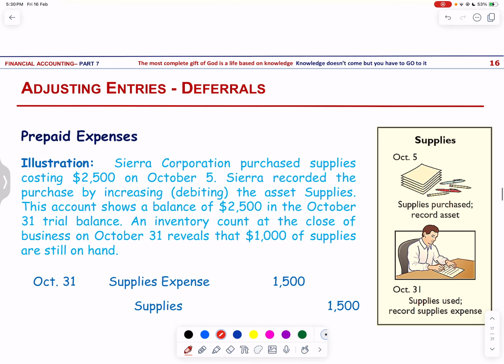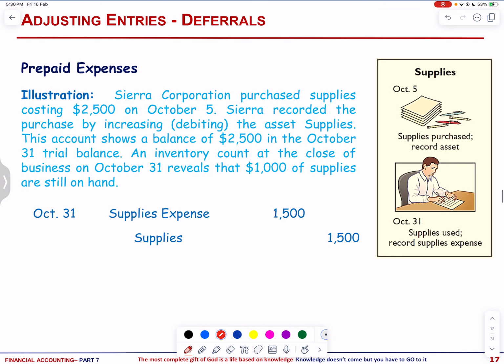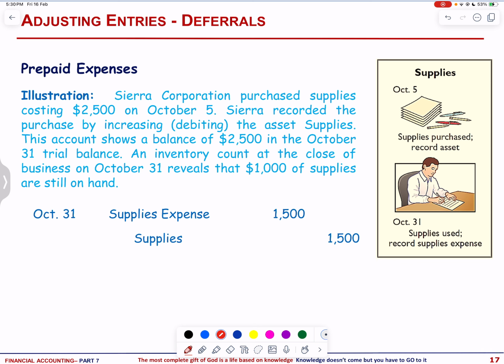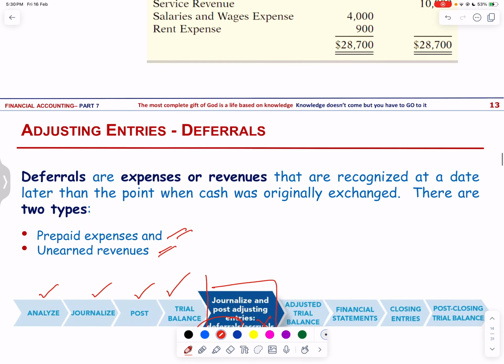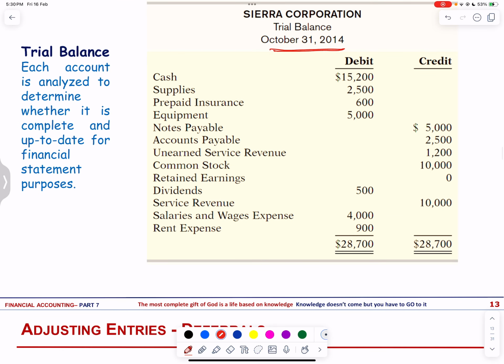And let us look into some examples in this regard. One is about supplies. So when a company buys supplies, it adds to its assets account, and let me show you this. You can see that there is a supplies account that is showing a balance of 2,500 in the trial balance.